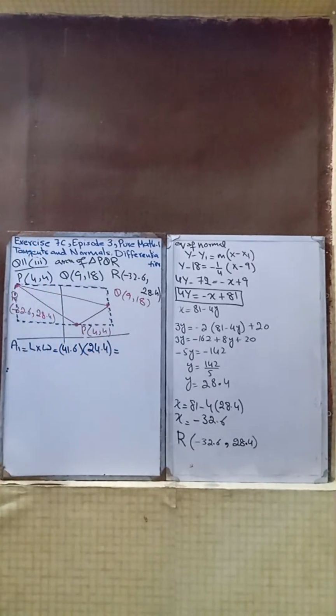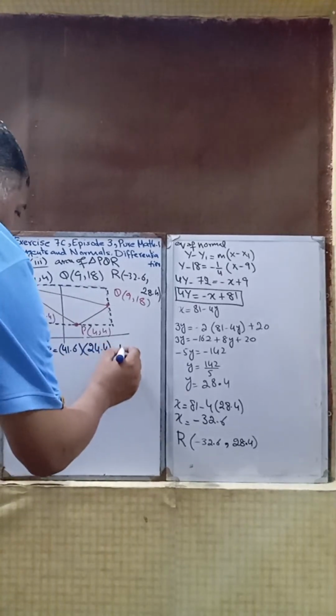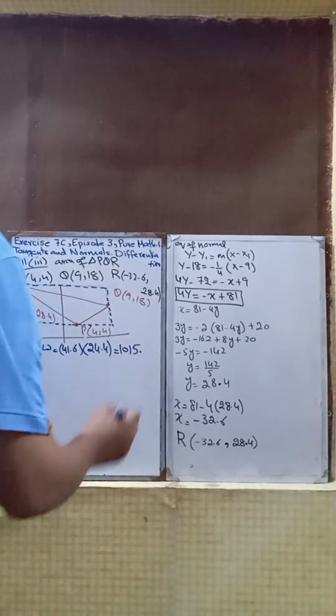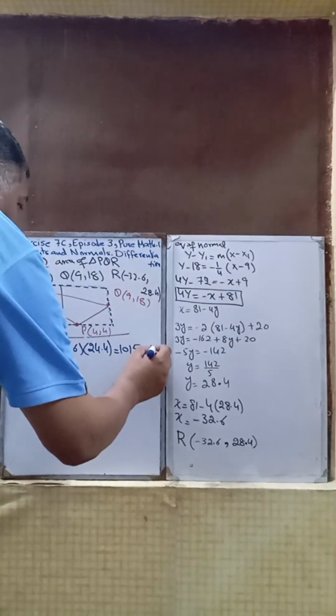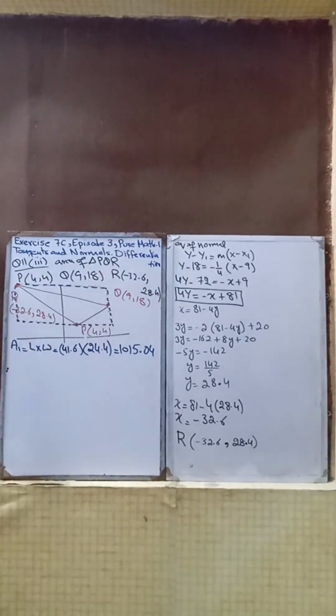So we will multiply them. We're going to use a calculator. 41.6 multiply 24.4, and that will give you 1015.04. Okay. So the area of this whole rectangle is this much.